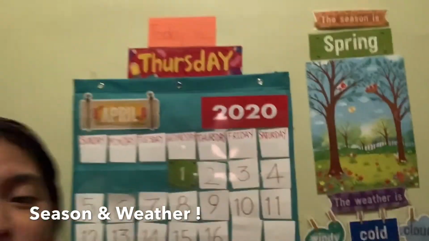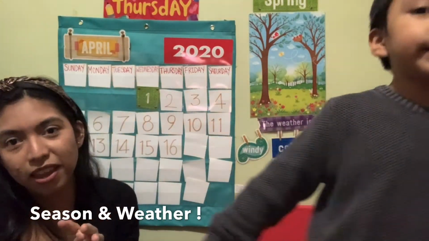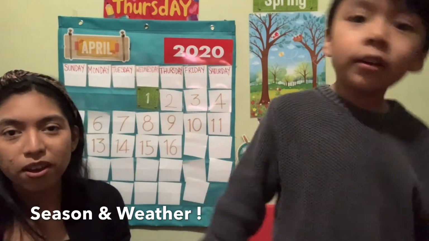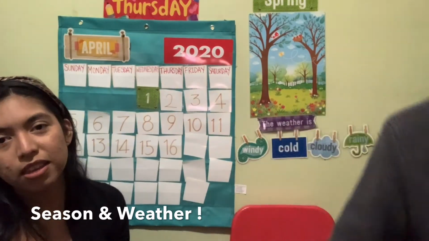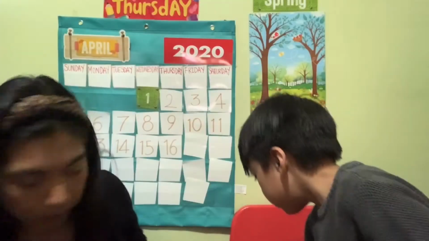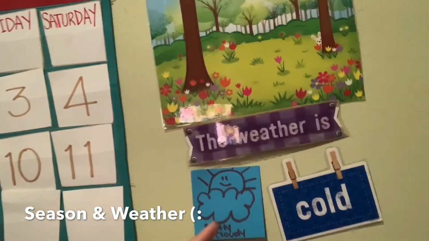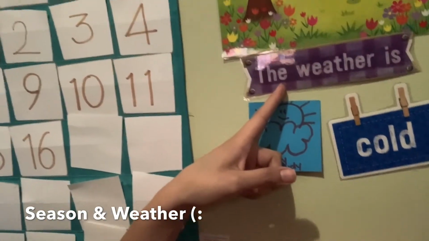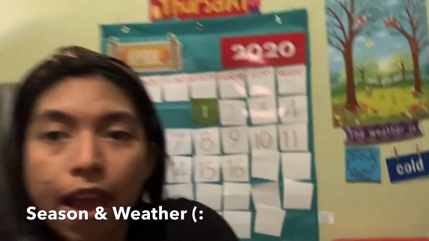So now we're going to sing our weather song. Ready? What's the weather like today? Like today? Like today? What's the weather like today? Today is... So let's see. We got to figure out what our weather is. Alrighty. So we're going to put the hour... Okie dokie, the weather is partly cloudy and cold. So that's what we have.